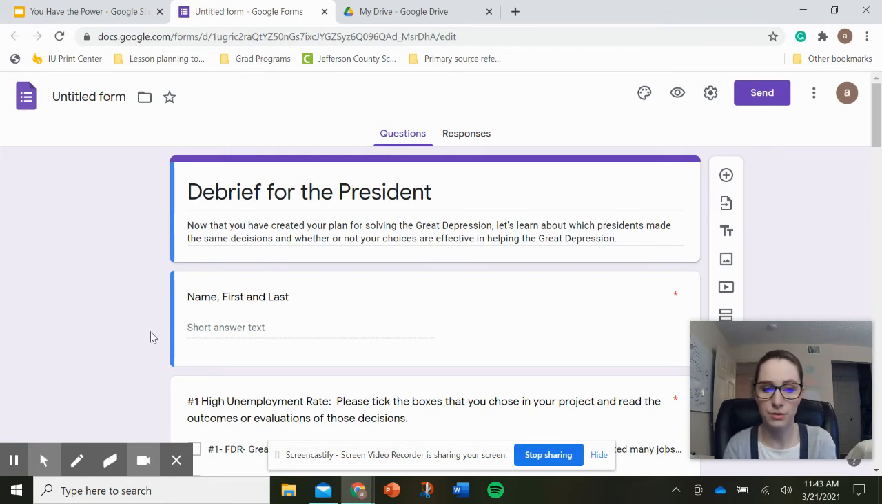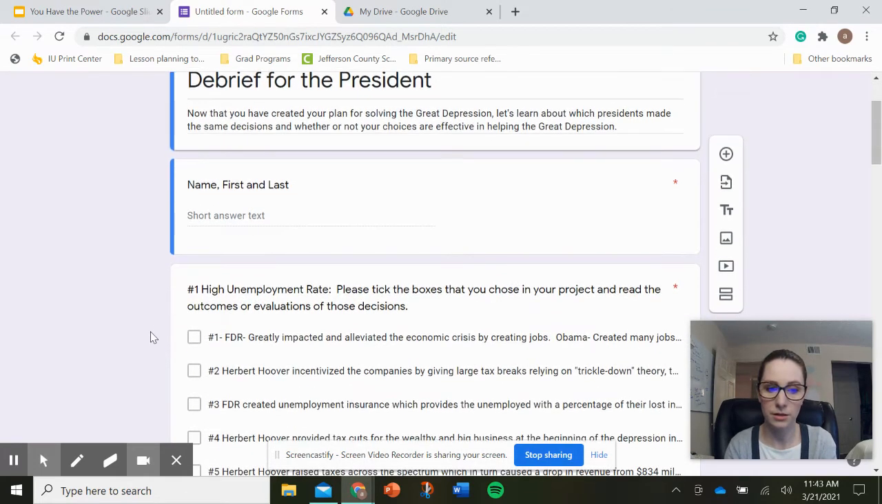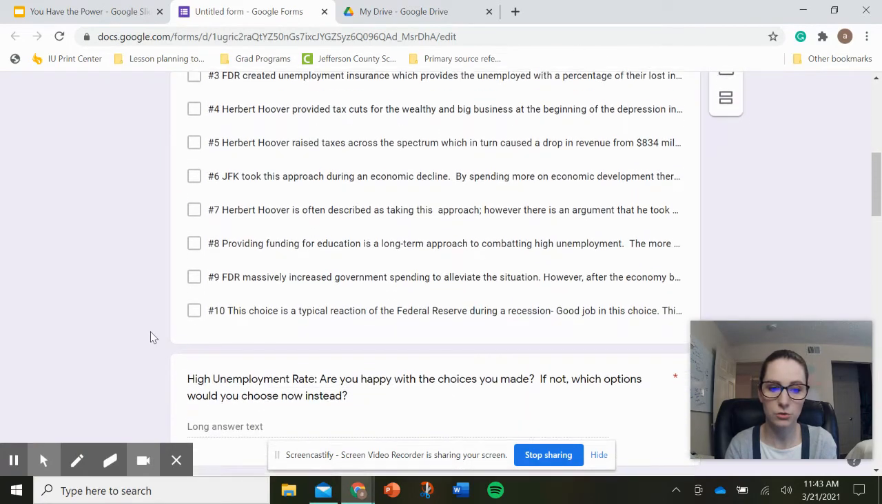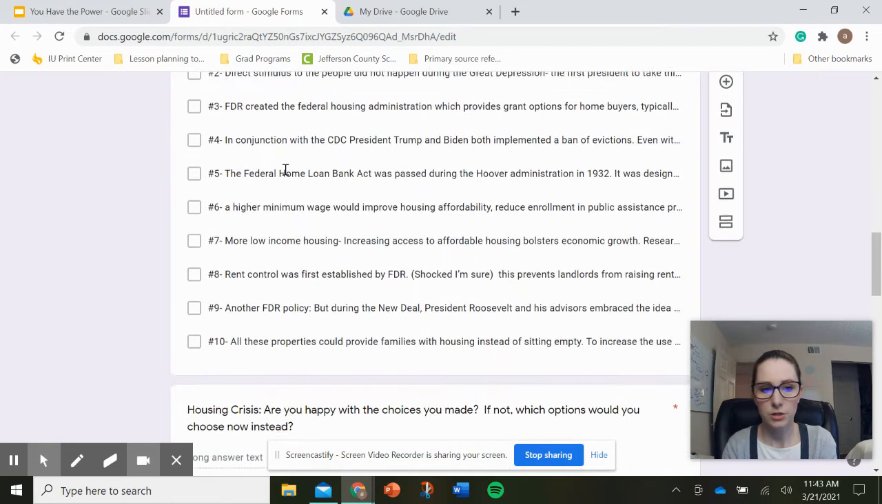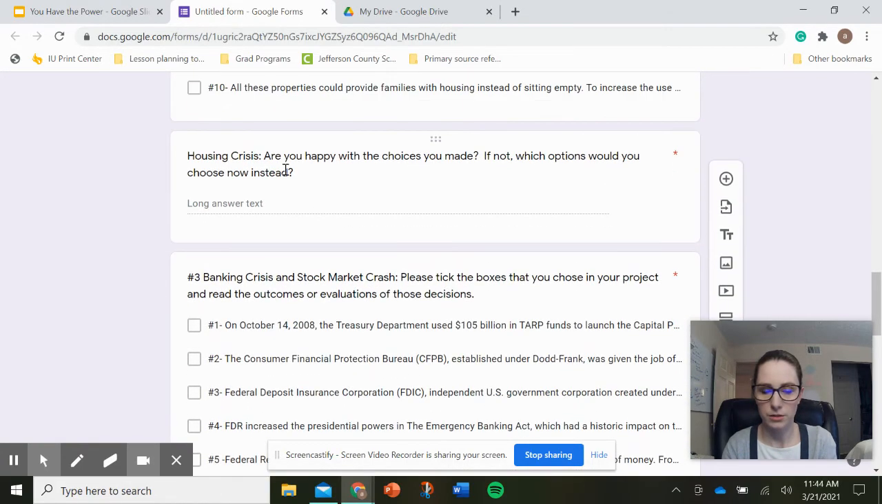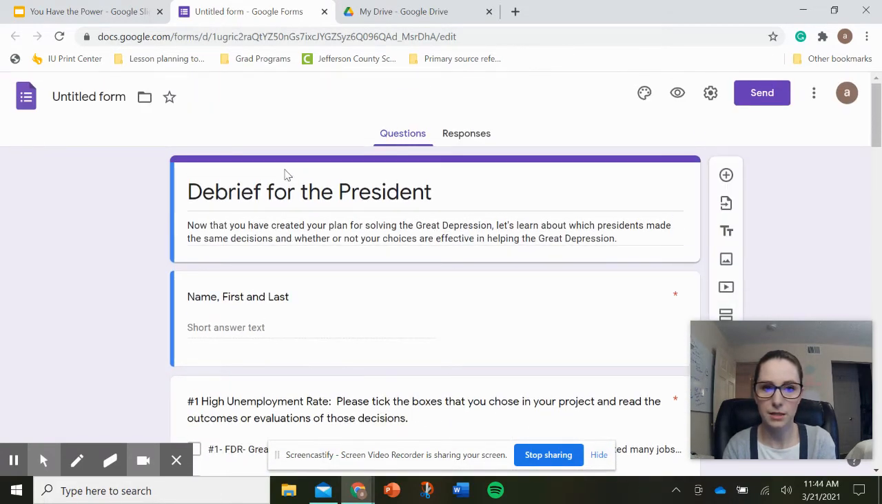You'll go through this, and it's kind of the same setup. You're going to pick which options you chose, and then you're going to write about whether or not that option was effective. If you made choices that were bad, you need to choose new choices. Here you can just write, I would rather choose option 2 and option 4 instead of these options that I chose, because those would be better. We're just evaluating whether or not we made good choices. So that's the end of this project, and this won't take very long either.